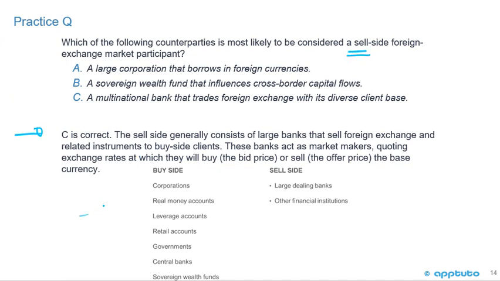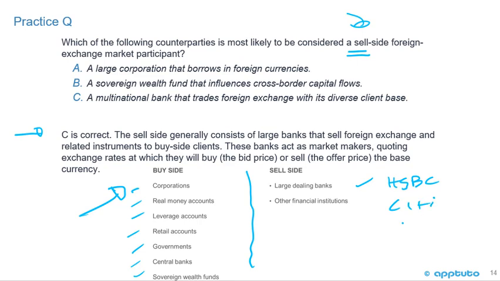And as I said, as I'm doing these practice problems, I'm always anticipating how the question could be changed so that it'd be similar but different. They could easily change it to a buy side, you know? So again, just recreating the picture from the slide. The buy side: corporations, real money accounts, leverage accounts, retail accounts, government, central banks, sovereign wealth funds. But this is talking about the sell side. We can see on the sell side, it's really the large dealing banks that we talked about, the HSBCs, the Citibanks, the UBSs of the world, okay, or other large financial institutions.